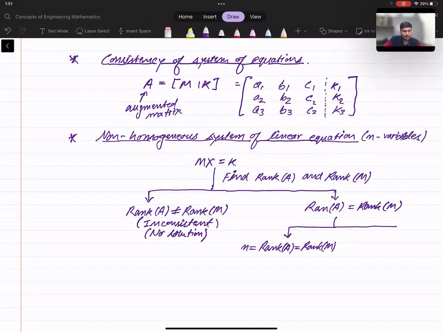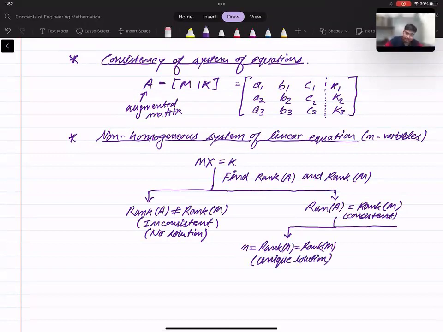So in this case, there will be a unique solution. Here the system will be consistent. As soon as the rank becomes equal, the system becomes consistent. After that, it may have unique or infinite solutions. So here it will have a unique solution.